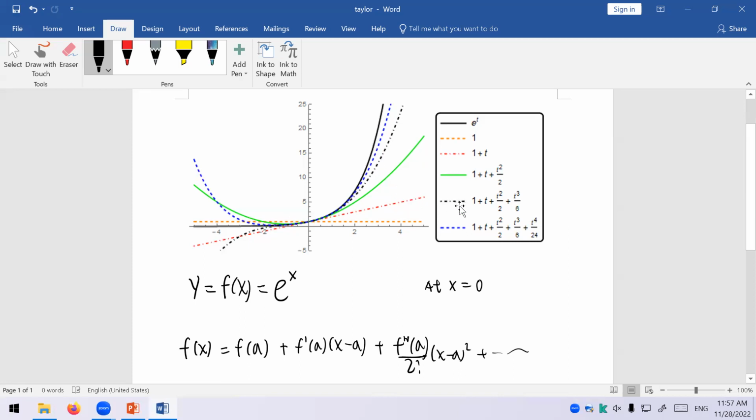And you can just keep adding terms. So this black dashed line over here, and then this blue dashed line over here. You can see that more and more terms are approaching the original function better and better.